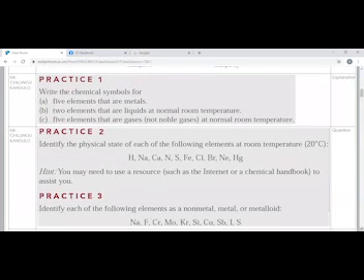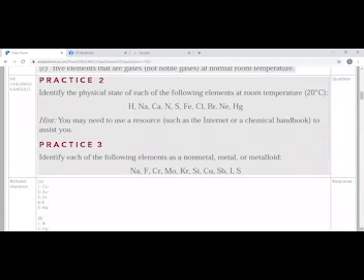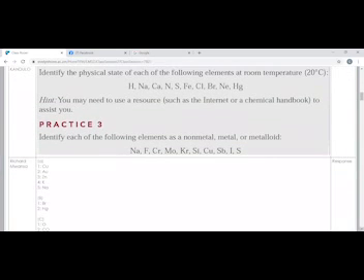Then those ones identify the states at room temperature, 20 degrees Celsius. I said room temperature in most cases is 25 because it's an average. But this American book chose 20 because it's a range from 20 to 30. It's not a fixed temperature.